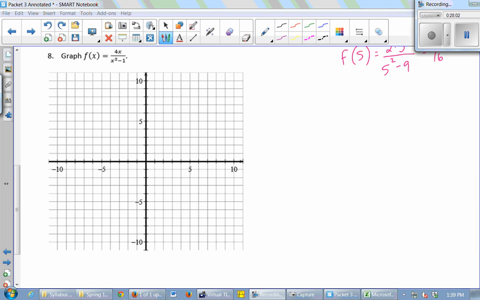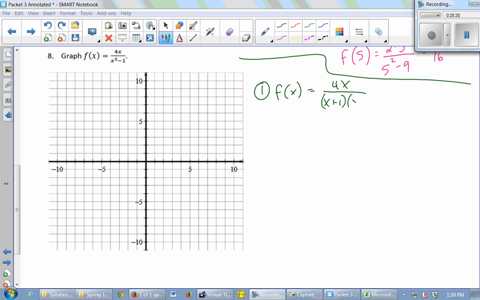Okay, let's do another one. Okay, so 4x over x squared minus 1. So step 1, factor and cancel if possible. So f of x is going to be 4x over x plus 1, x minus 1. Anything cancel? Nope. Okay, so I'm done there.